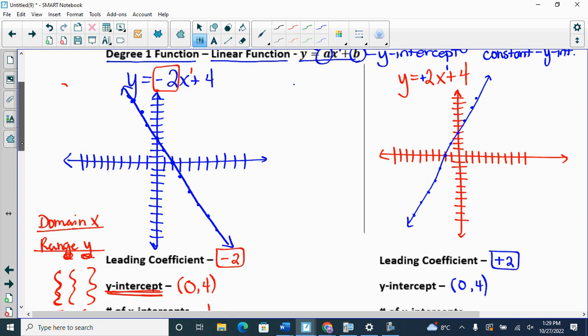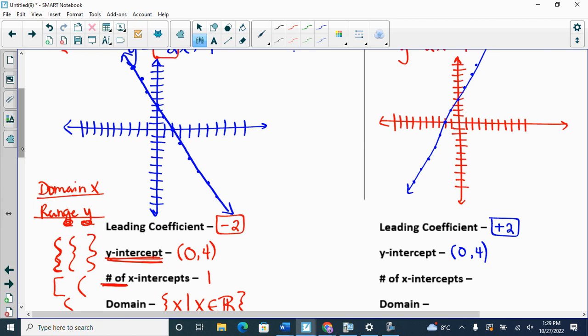Number of x-intercepts. How many times does this cross the x-axis? Once. How many times does a linear function cross the x-axis? Once. Can it ever not cross? If you're discoing, you're going to have to cross somewhere, right? Because you're going all the way up, all the way down. Can you cross more than once? Can a line curve in a linear? No, the only way it could cross more than once is if it curved. If it curved, you drew it really badly.